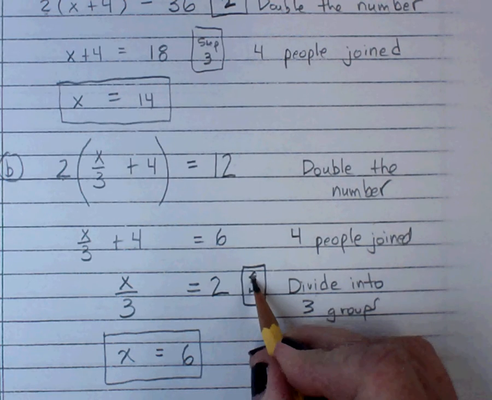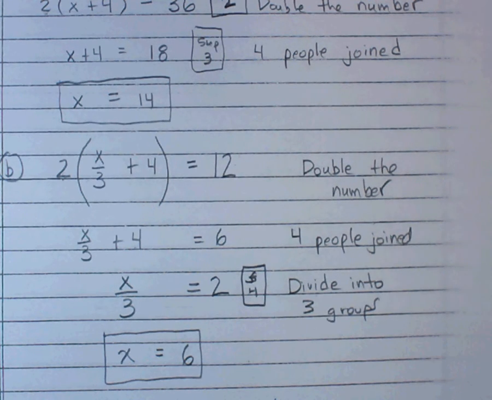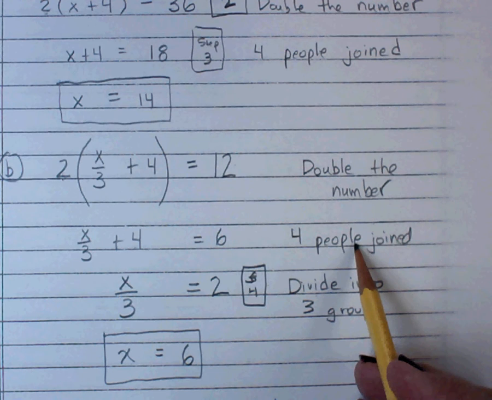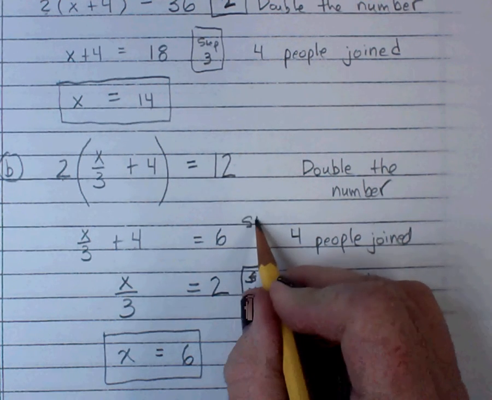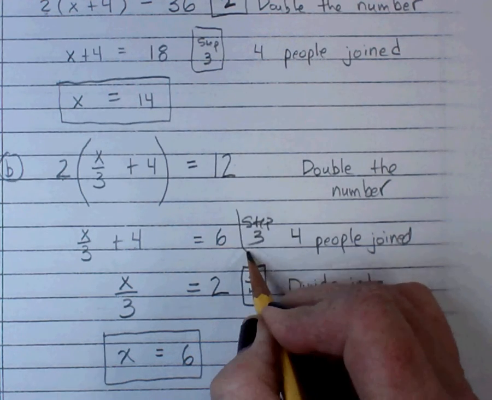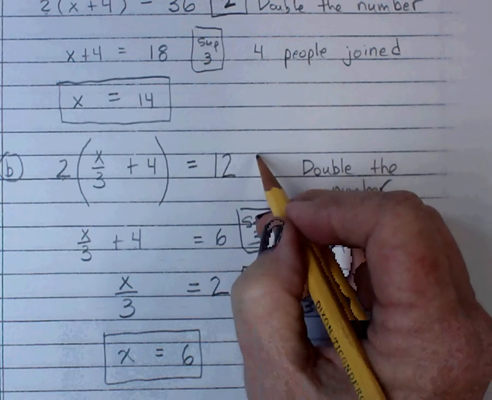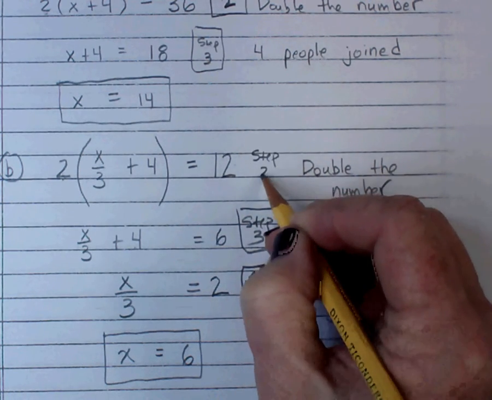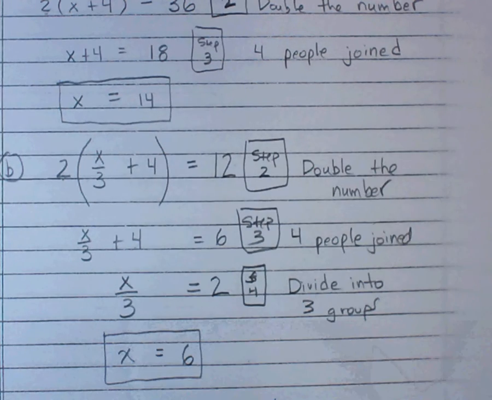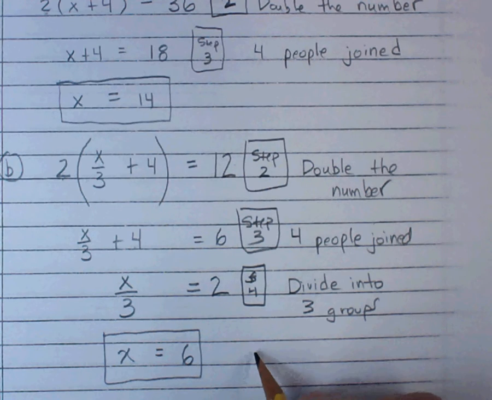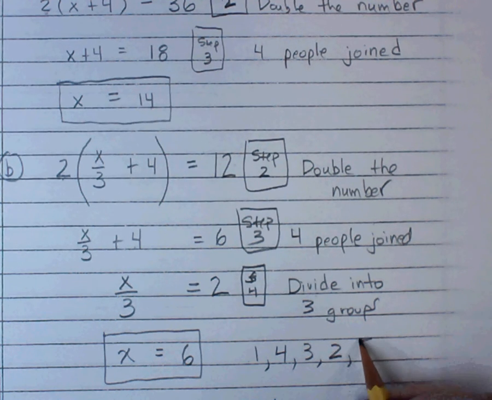S for step right there. Is that clear? Probably not clear. 4 people joined. That was originally step 3. Double the number was originally step 2. So the order here would have been 1, 4, 3, 2, 5.